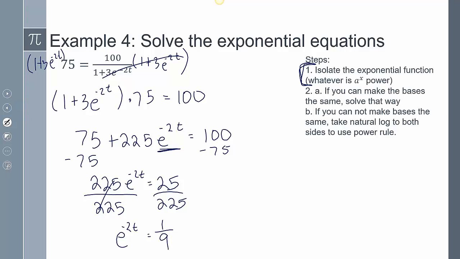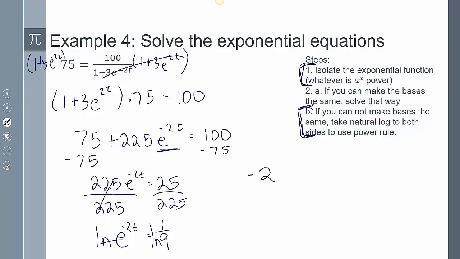Now I can't make the bases the same. There's no way I can turn that 1 over 9 into an e. I don't know how to do that. So we're going to have to do part B. If you cannot make the bases the same, take the natural log to both sides. So I'm going to take ln to both sides.